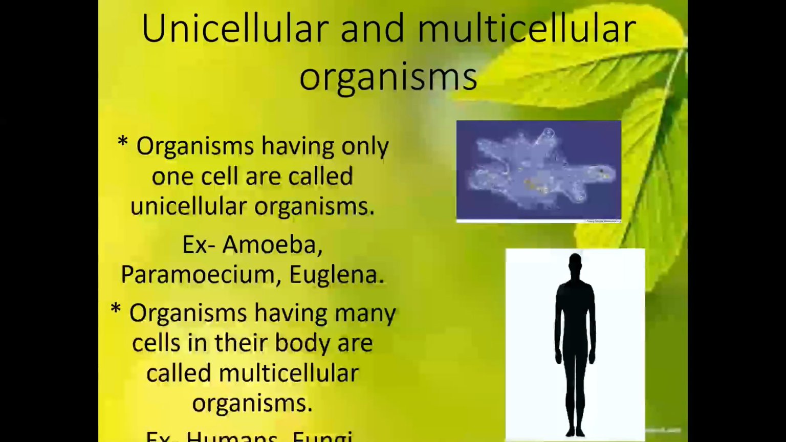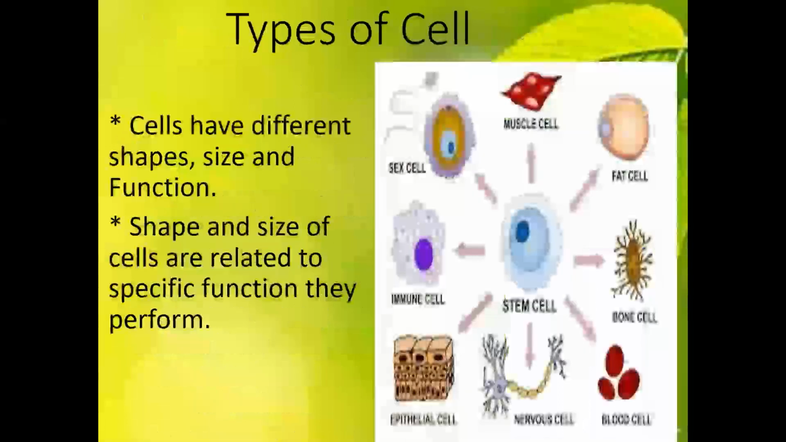Amoeba, Paramecium, Euglena are unicellular organisms. They are made up of a single cell. Whereas human beings, fungi, and most plants are multicellular organisms. So based on the number of cells, we can tell that there are two types of organisms: unicellular and multicellular. Uni stands for single, multi stands for many.